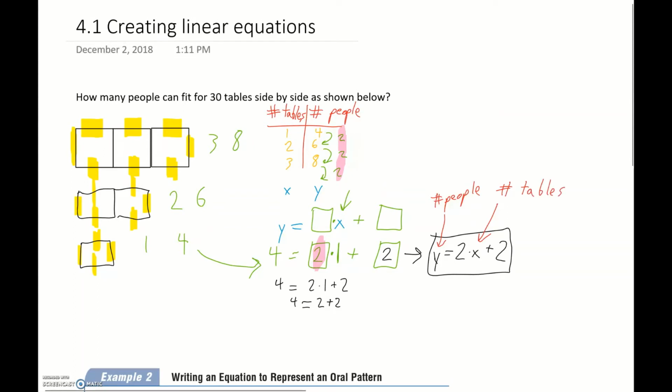The idea here is that as we add tables, the number of people goes up, and it goes up by 2. So this is how much it goes up by. Let's write this one down. The amount increase.